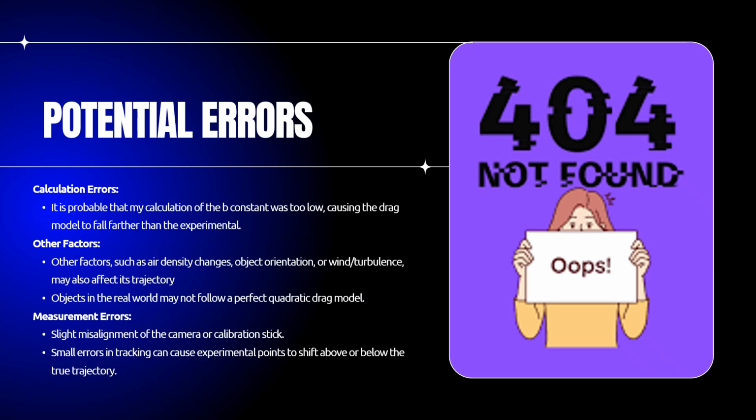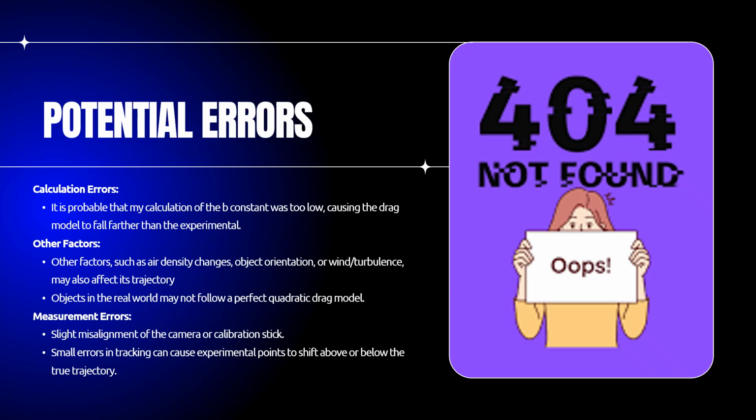So in the previous slide, we saw that the trajectory of our computational model was not the exact same as our experimental model. This could be for a few reasons. The first could be calculation errors. It is probable that the calculation of the B constant was too low, which caused the drag force model to be farther than experimental. Other factors may have also influenced this, such as density changes, object orientation, or other factors.